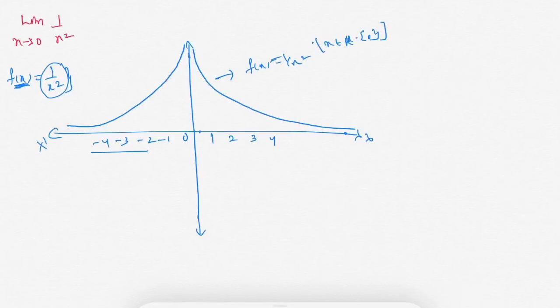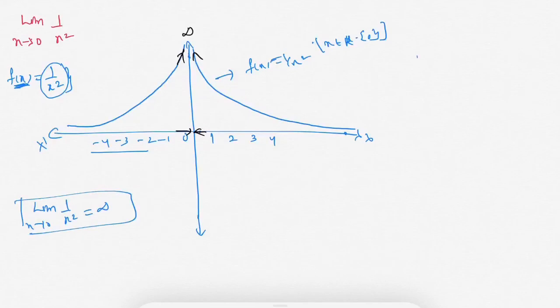Now you tell me, as x is approaching 0 from both left hand side and right hand side, y is approaching infinity from the right hand side, and from the left hand side it is also approaching infinity. So now what I can conclude: limit x tends to 0, 1 by x square is infinity.